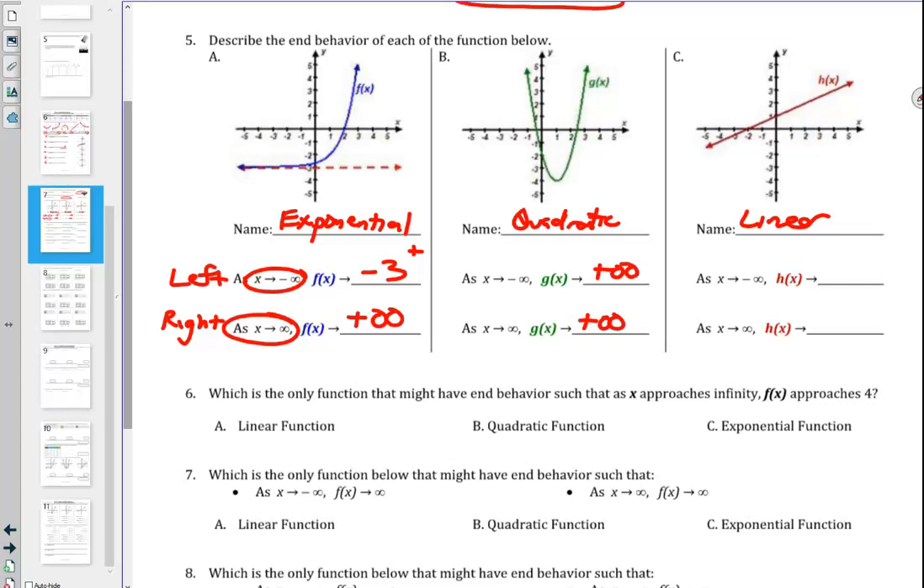Here, what's the left arrow doing? It is going to negative infinity. What's the right arrow doing? Positive.